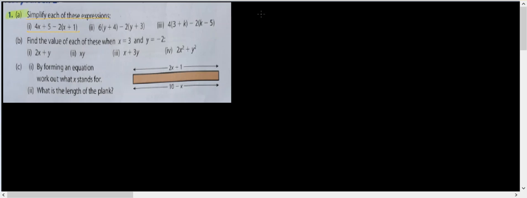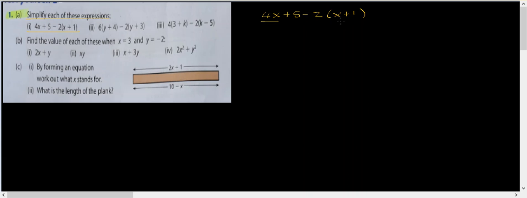So the expression is 4x plus 5 minus 2 times bracket x plus 1. Okay, so just a quick recap. This is what's known as a term. Inside the term, the number part is called the coefficient. The letter part, which in this case is x, is called the variable. So this whole thing is called an expression. An expression is made up of terms. So we have all of these terms here: the 4x, the plus 5, the minus 2, then the x and the plus 1. So these are all terms.